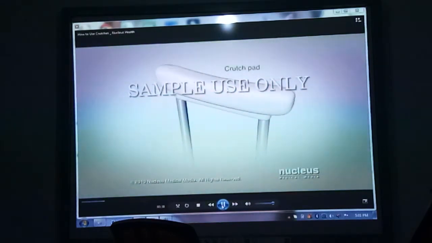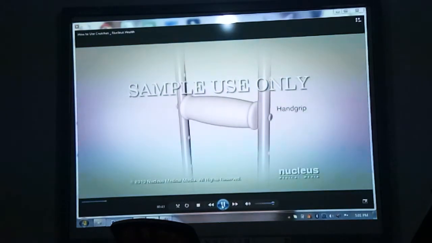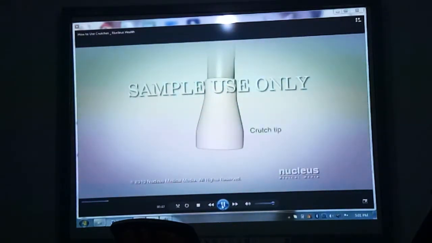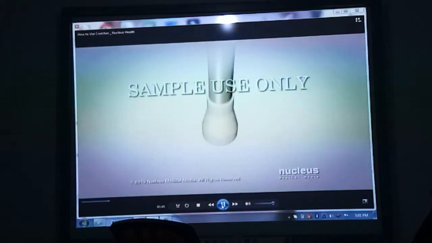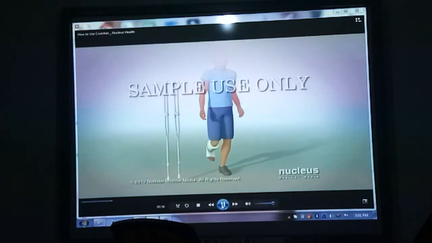The top part of the crutch is called a crutch pad. The handle in the middle is called a hand grip. The rubber bottom that touches the floor is called the crutch tip. Before you use crutches, you will need to make sure they fit your body correctly.